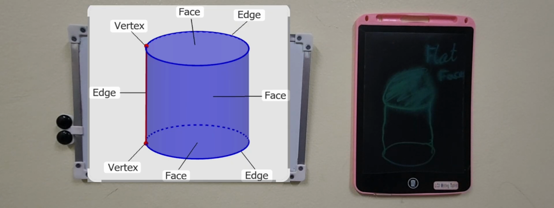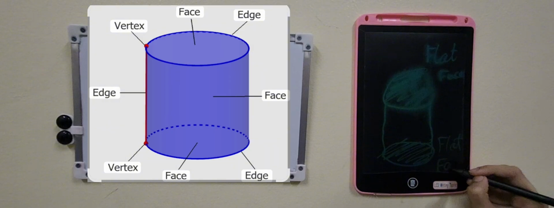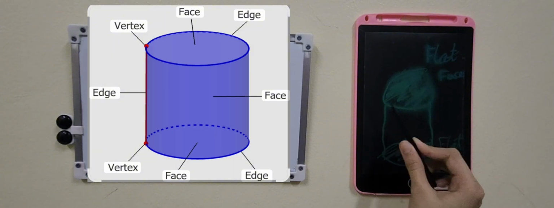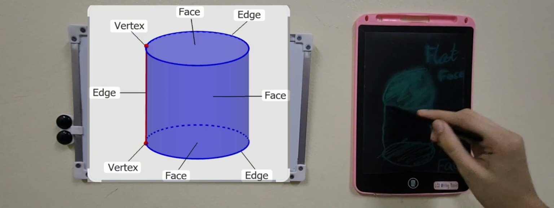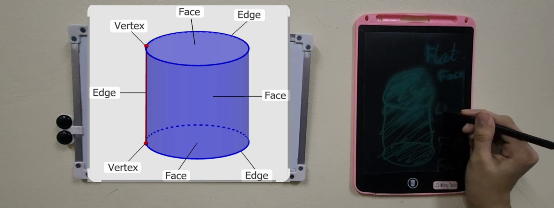Then we have flat face number 2, which is the bottom face, also pretty flat, just like the one on top. This is also called the flat face. So there are two flat faces of the cylinder. For the curved face, the cylinder goes round, so this is the curved part of the cylinder. This is the curved face.